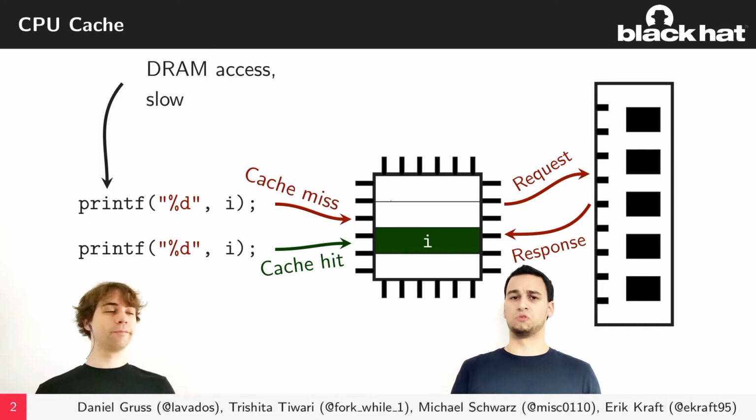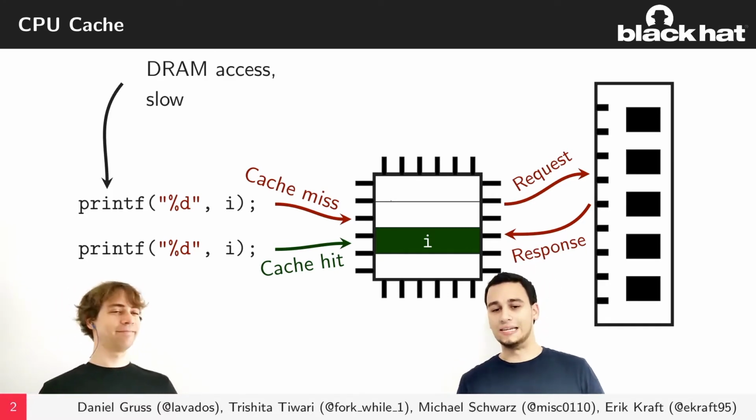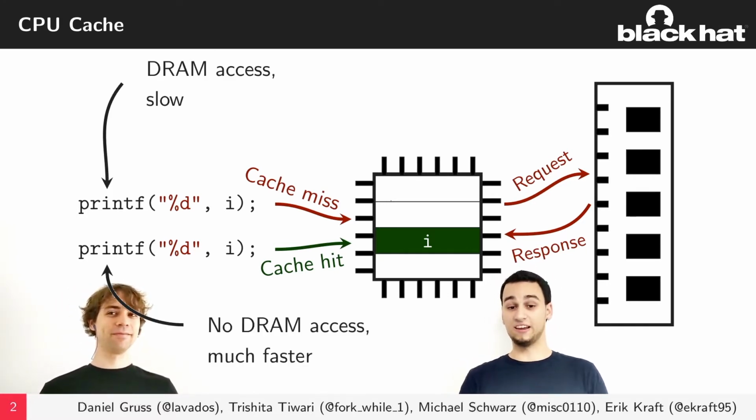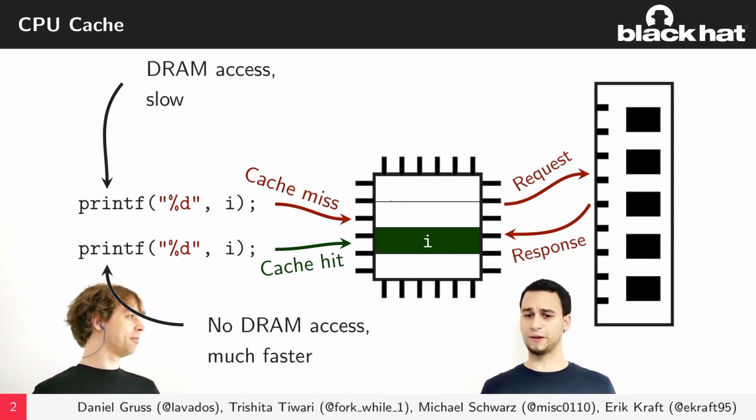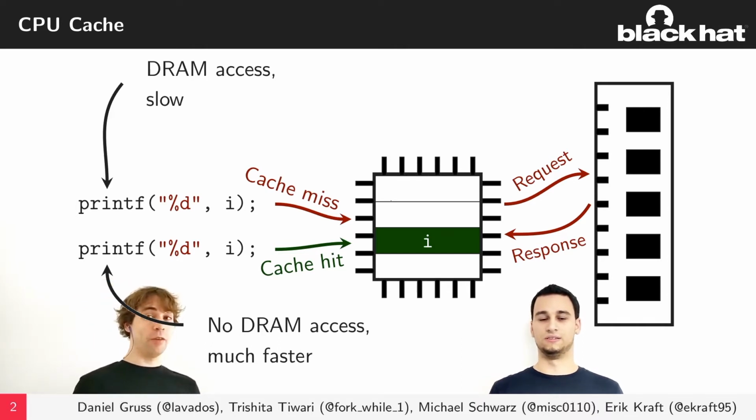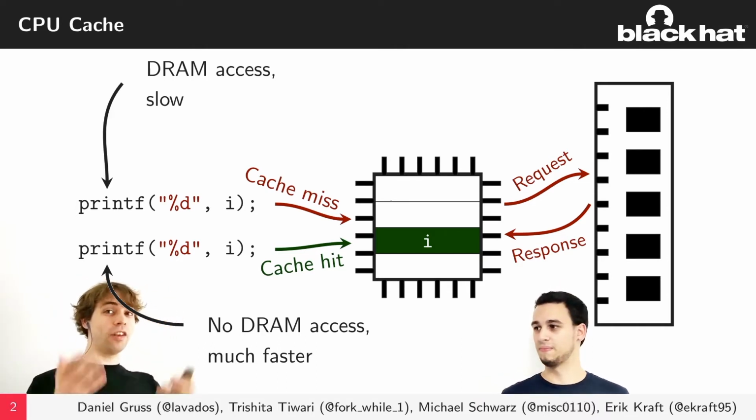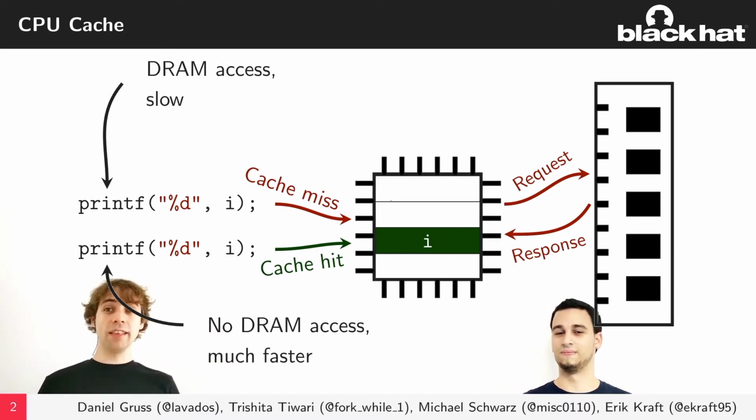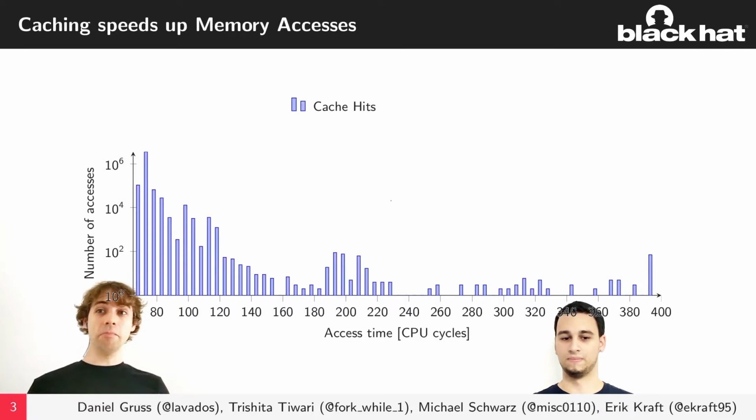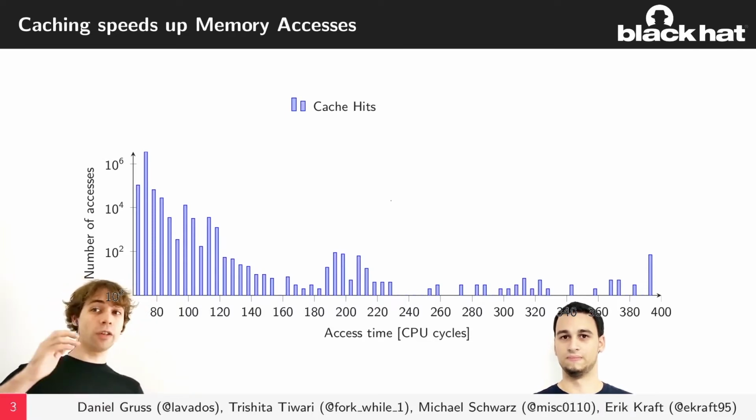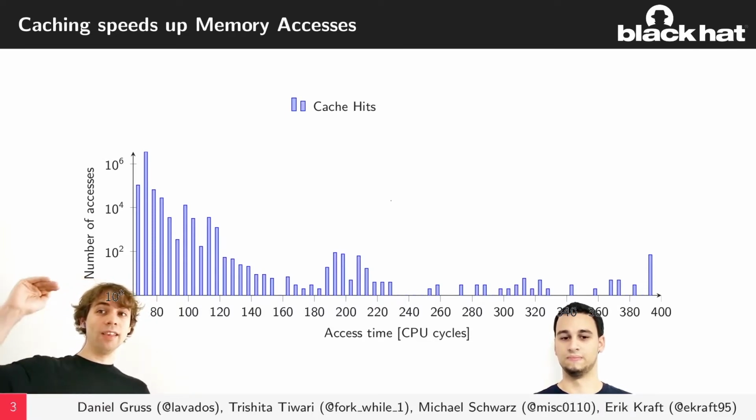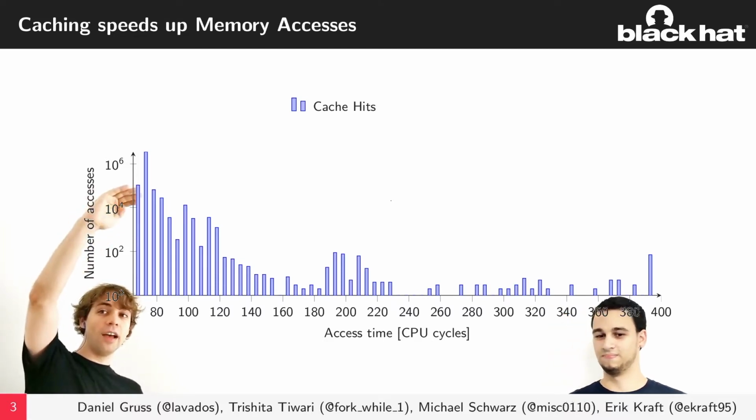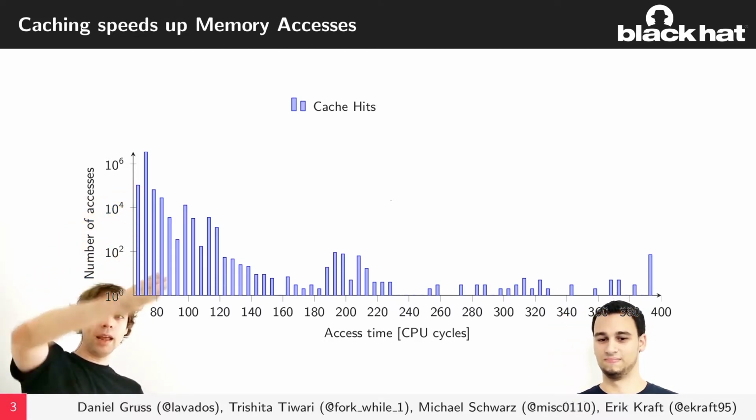And as you said, going to the main memory is really slow. But if it's in the cache, then it's much, much faster, and we can really measure that. This is really great. If we get much faster CPUs just by adding a cache, then we can save a lot of time and energy. So let's take a look at the histogram here. This is a log scale histogram, right? And you can see that virtually all the accesses are around, in this case, below 80 CPU cycles.